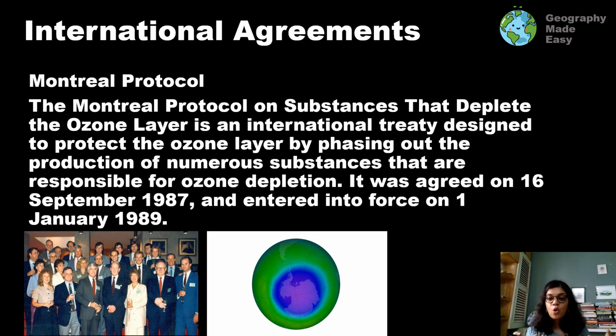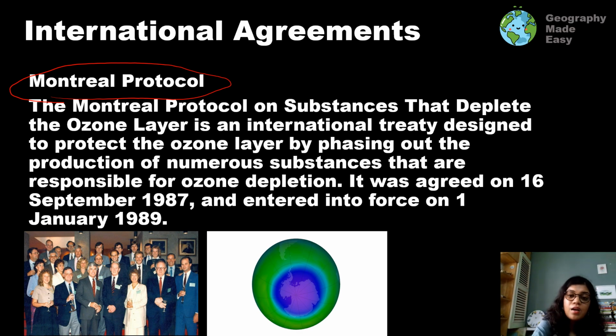So we are going to talk about the different kinds of agreements which have taken place, and these are some of the most significant ones. The first one is the Montreal Protocol, and you have most likely heard about it. This protocol came into force in 89 but was passed in 87.